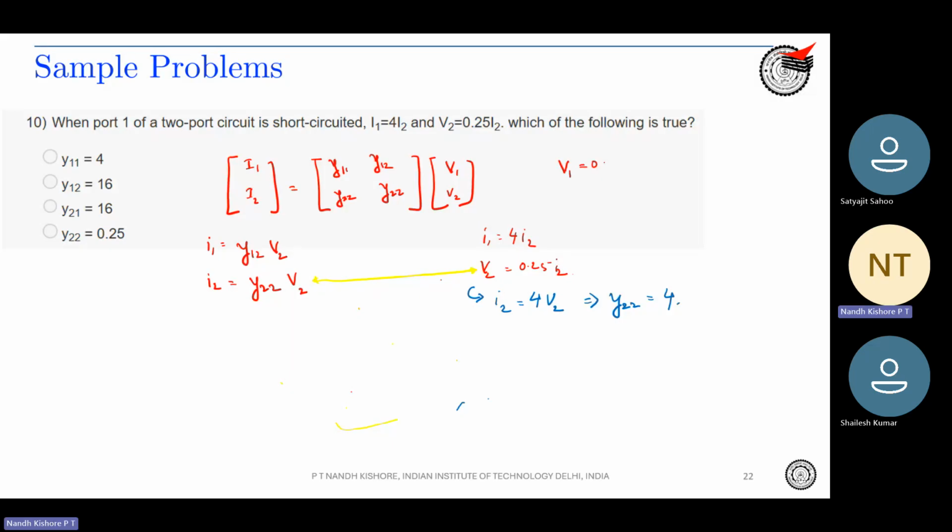Y22 is equal to 4. So here it's Y22 is equal to 0.25. Therefore this is wrong. The question is which is correct. So this is wrong.